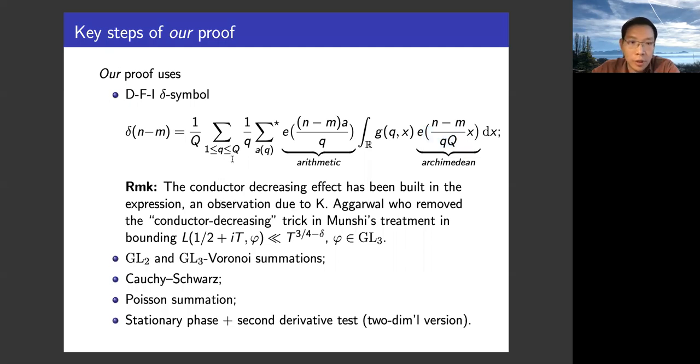And then we again use the GL2 and GL3 coefficients and the Voronoi summation formula to dualize the sum. And then we apply Cauchy-Schwarz, apply Poisson summation, and we encounter a triple integral for which we apply stationary phase together with the second derivative test. And that gives us the improved exponent compared to Yongxiao's result. That's roughly the outline of our proof.